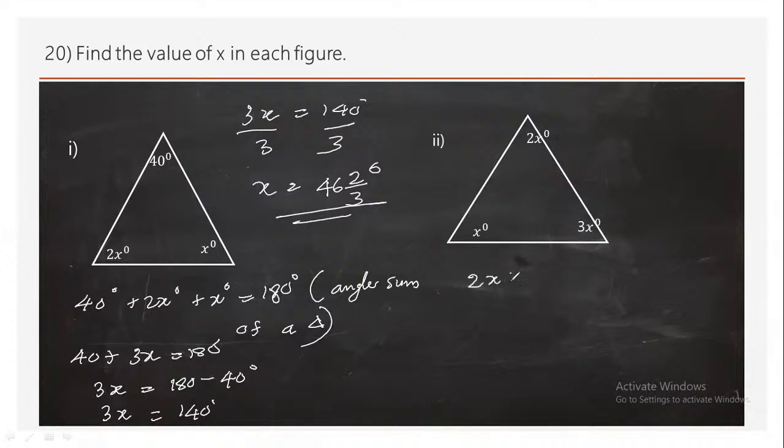Here 2x plus 3x plus x equals 180. 5x, 6x. 6x equals 180. Divide this by 6. x equals 30.